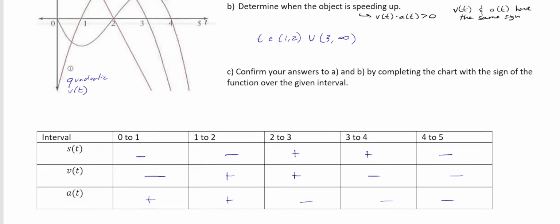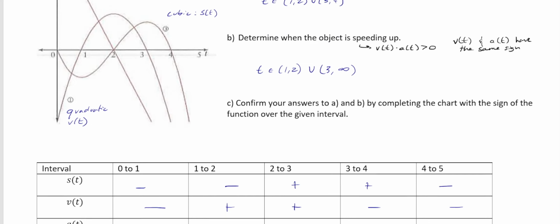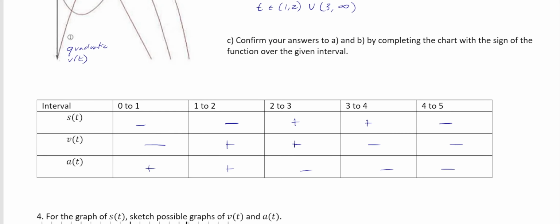So now what I have to do is confirm when the object is moving towards the reference point. Well, I have to remember that moving toward the reference point means that s(t) times v(t) has to be a negative number. So I'm going to use green for this, and I'm going to look, when do s(t) and v(t) make a negative number?